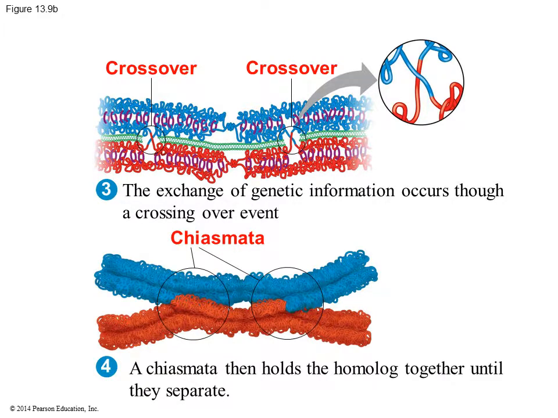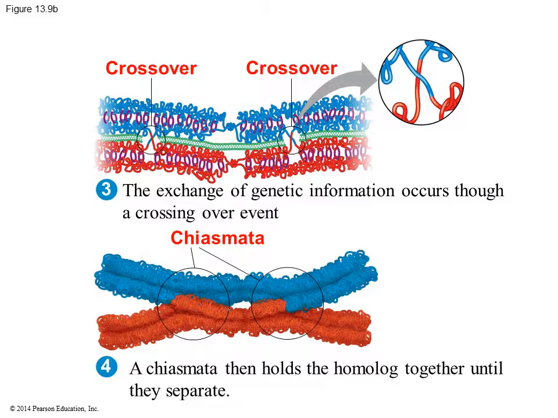The next step is number 3. The exchange of genetic information occurs through a crossover event. So now the broken chromatids are going to be soldered back together, but red didn't get joined with the other red. It got joined with the blue. So that is the crossing over event. That is the exchange of genetic information.